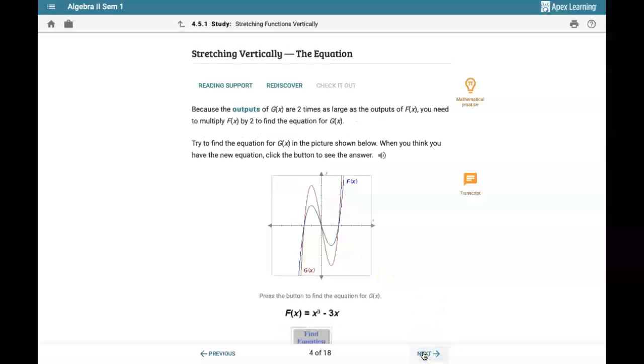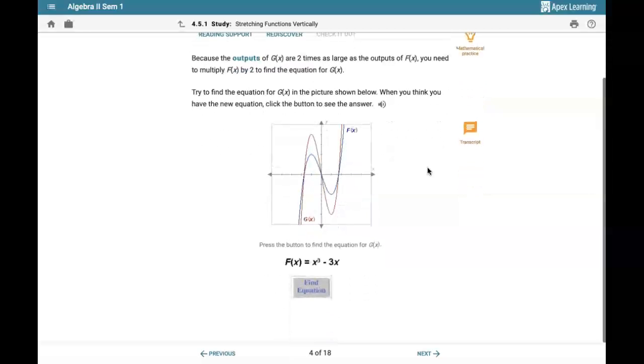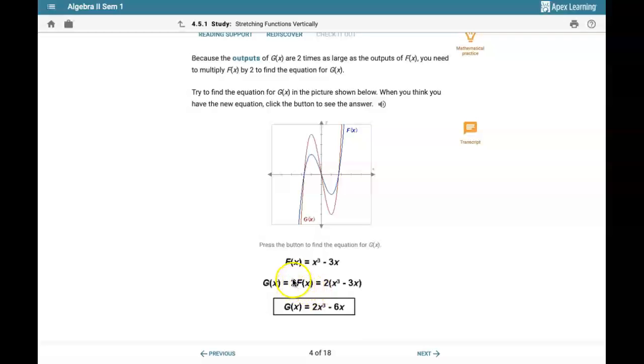Since we know it's going to be 2 times larger, we can multiply f of x by 2 to find this equation. So g of x has an output twice as large, which means we multiply the entire equation for f of x by 2. It looks like 2 times f of x, so we have 2 parentheses x squared minus 3x, and then we've got to distribute that 2 out. So our new equation is 2x cubed minus 6x.